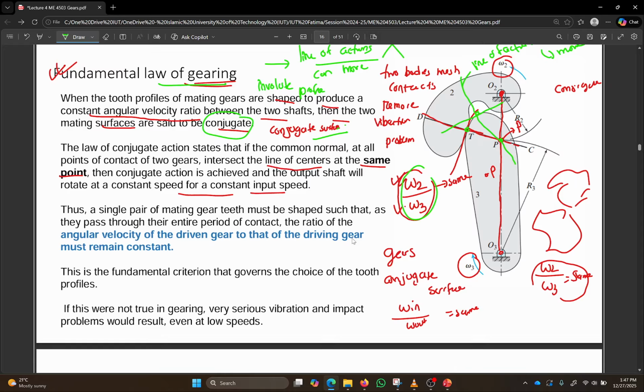Basically, by having involute profiles in our gears, we ensure two things. One is that the ratio between the input and output velocity is constant, and the other is that the line of action remains in a single line and doesn't move. If the law of gearing is not followed, serious vibration and impact problems would result, even when your velocity transmission is very good.